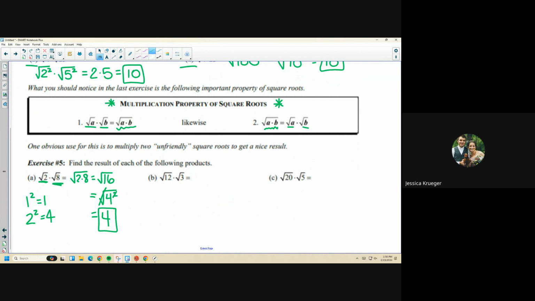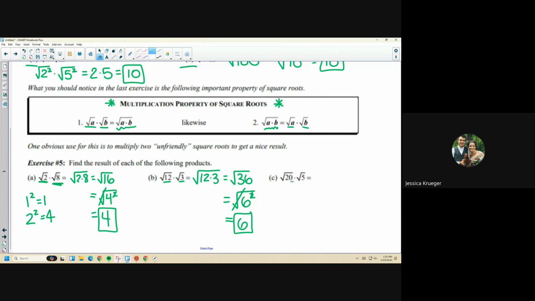Let's look at part B. 12 is not a perfect square, so I can't square root it. 3 is not a perfect square, so I also cannot square root that. So instead, I'm going to multiply them together first. 12 times 3 is 36. And now I can rewrite 36 as 6 squared. The square root of 6 squared is just 6. So sometimes if you can't take the square root first, you may need to multiply them.